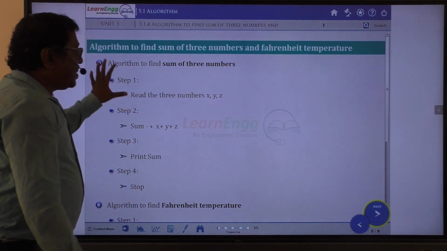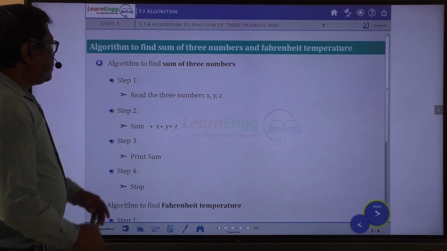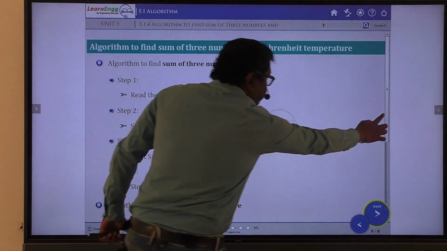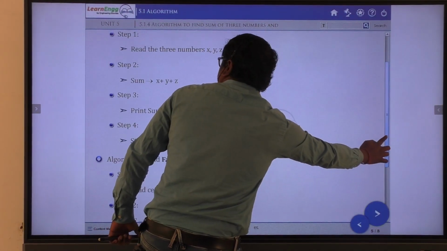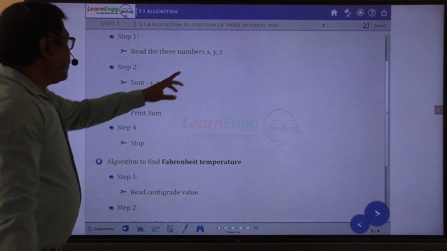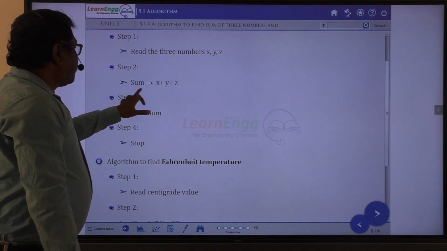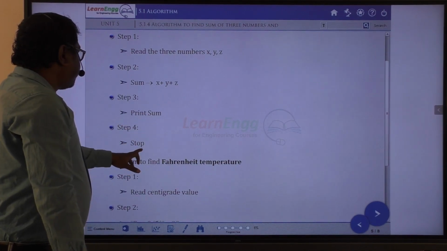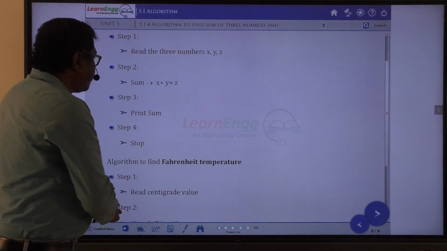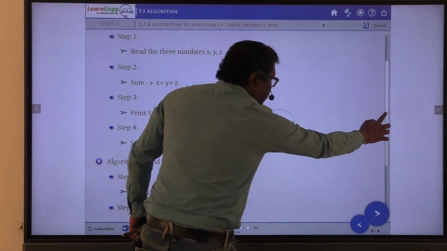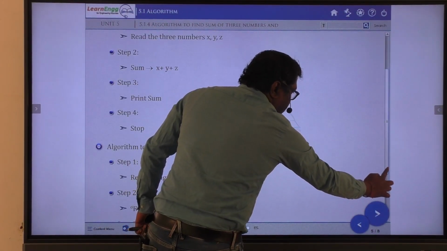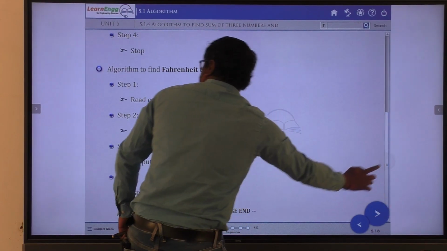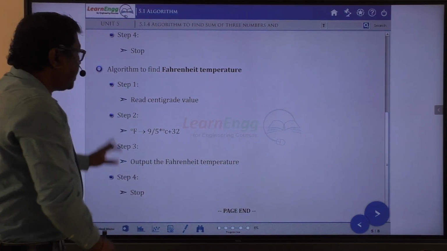Here is one example. We have to find the sum of three numbers. This is the problem, so you have to write the algorithm. Step 1, read the three numbers x, y, z. Step 2, sum is equal to x plus y plus z. Step 3, print sum. Step 4, stop. So you have to identify the problem, then write the step-by-step process.